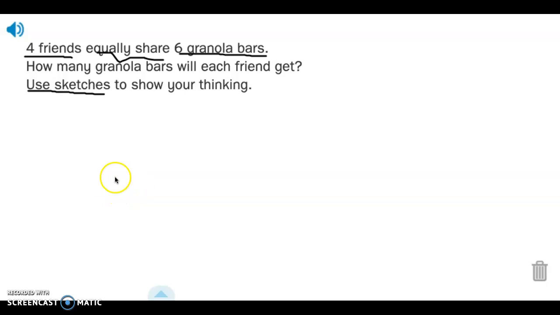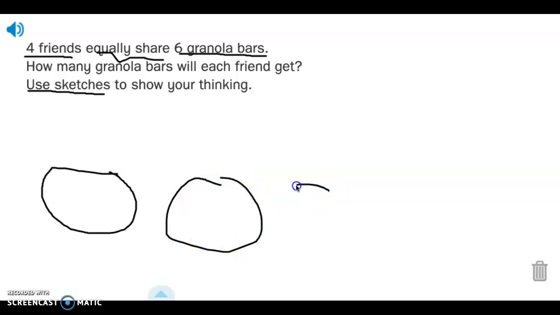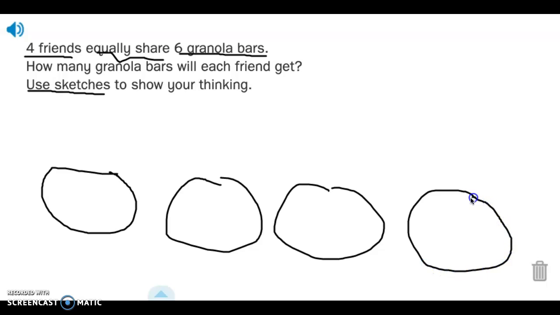Does that mean I can draw 4 friends, and my 4 friends are going to be, let's make them circles today. 1, 2, 3, and 4. Okay, I have 4 friends. Boom, covered. Got my 4 circle friends. Now what? They equally share 6 granola bars.